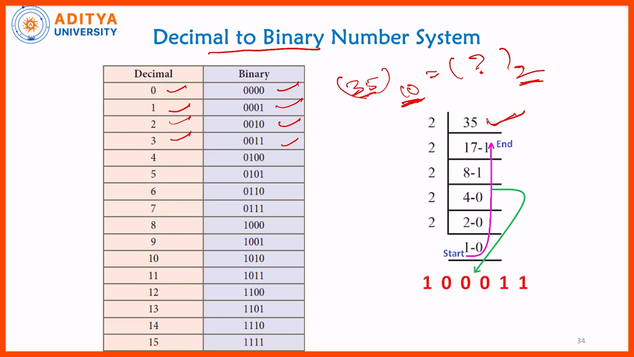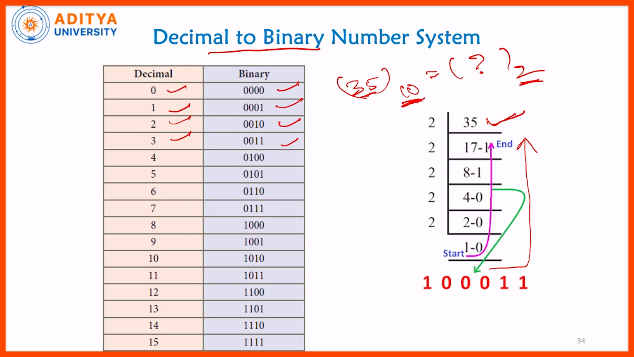2 17s are 34 and 1 is the remainder here. Again we divide 17 by 2. 2 8s are 16 and 1 is the remainder here. Always we have to note the remainder separately, and use it for each and every result. 2 4s are 8, so the remainder is 0, 2 2s are 4 and the remainder is 0, 2 1s are 2 and the remainder is 0. Now we have to take the result from bottom to top.